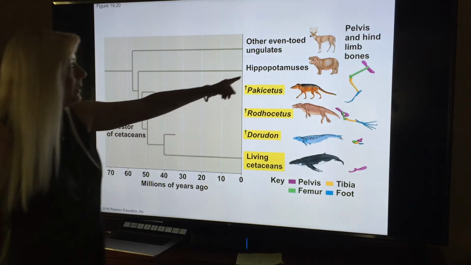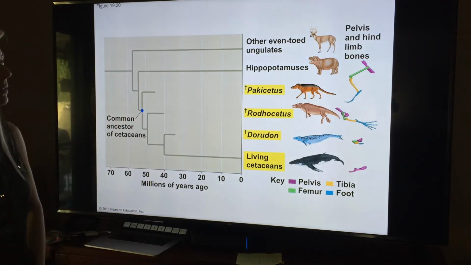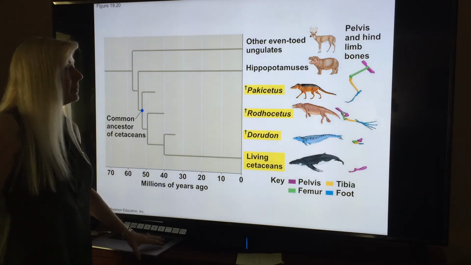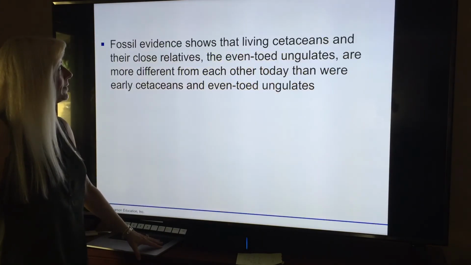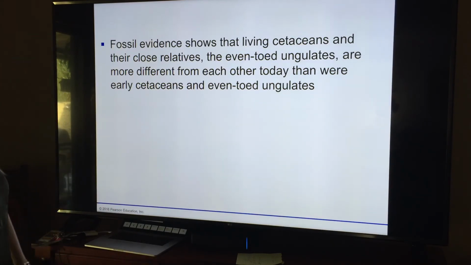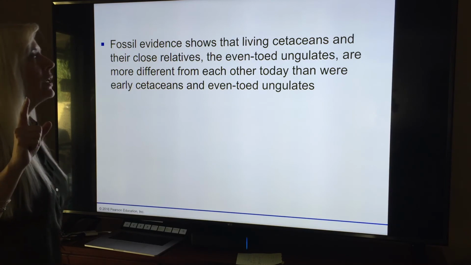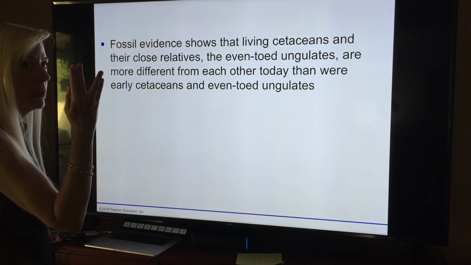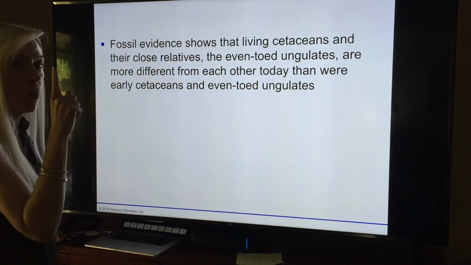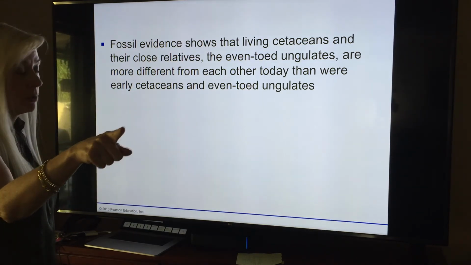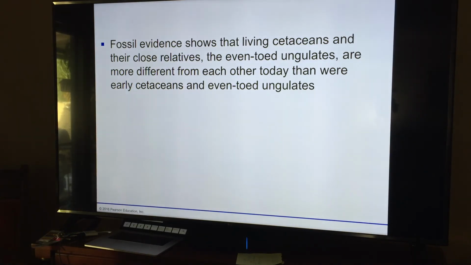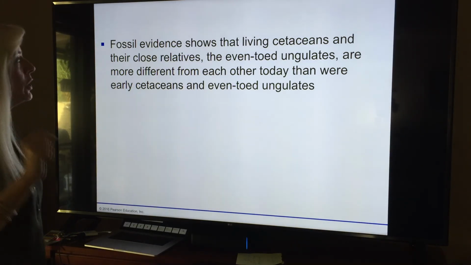Look at, who knew? Hippopotamuses, in case you wondered what the plural of hippopotamus was. I know it was keeping you up. I could tell. Okay. So, fossil evidence shows that living cetaceans and their close relatives, even-toed ungulates, even-toed, 2 toes or 4 toes, not 1 toe, that's a horse, are more different from each other today than were early cetaceans and even-toed ungulates.